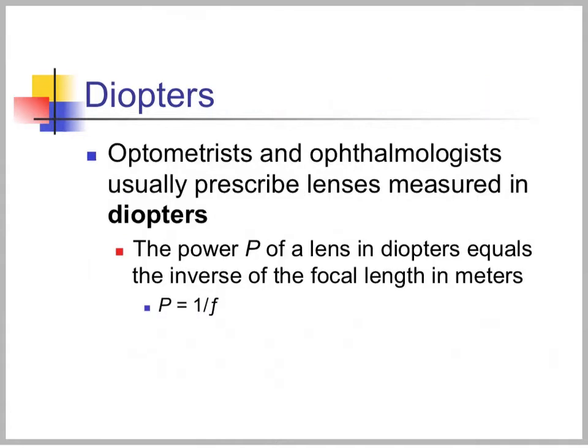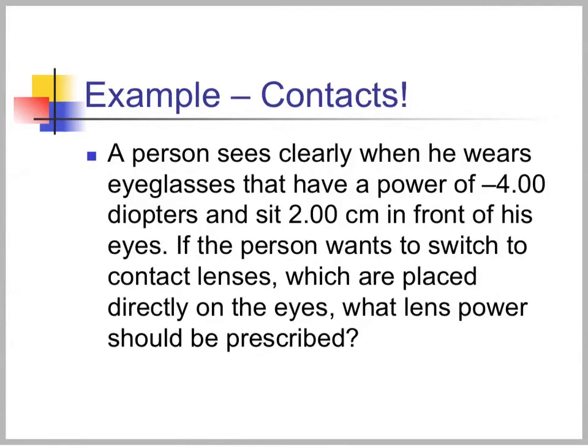So optometrists and ophthalmologists usually prescribe lenses measured in diopters. The power, P, of a lens in diopters is equal to the inverse of the focal length in meters. So for example, a person sees clearly when he wears eyeglasses that have a power of -4 diopters and sit 2 centimeters in front of his eyes.